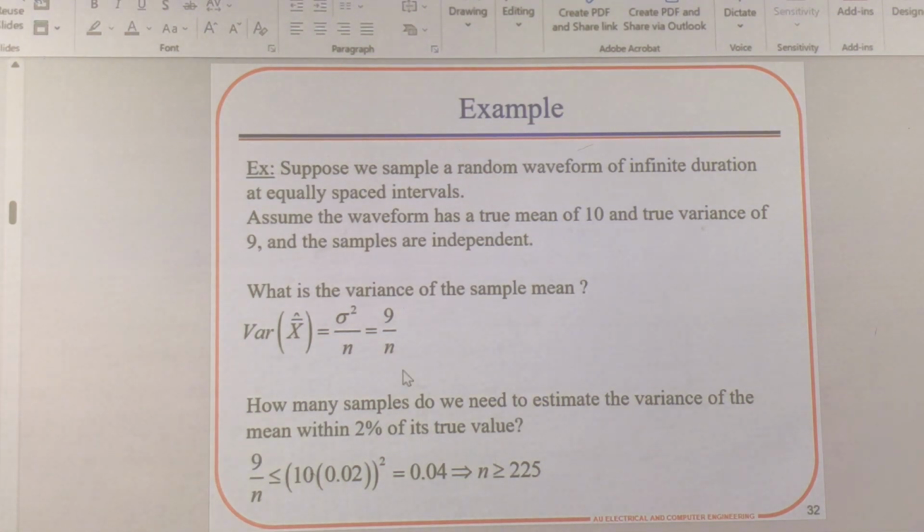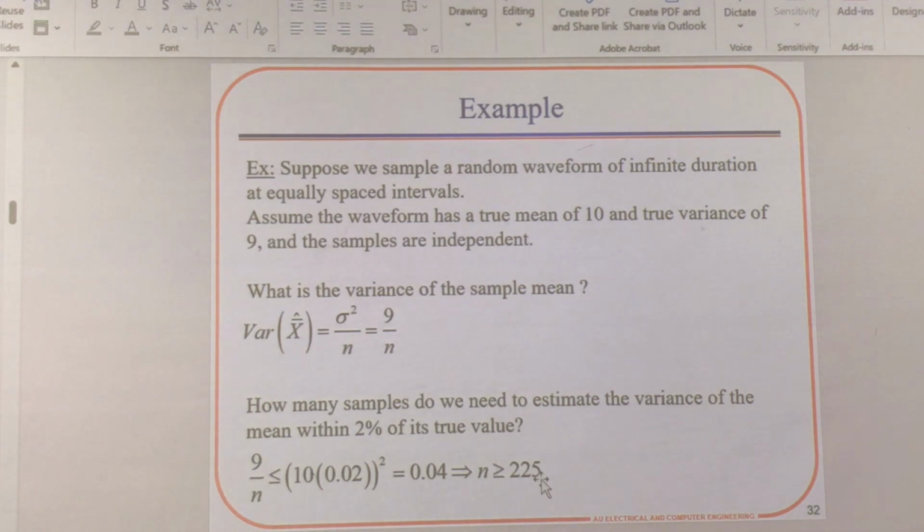You can see this as how many samples do you need to estimate the variance of the mean within 2% of its true value. There's the variance of the mean. The true mean is 10, 2%. So this value has to be squared. Now you can find that sigma squared is 9. So you get n basically equal to or greater than 225. That's the straightforward one in section 4-2.